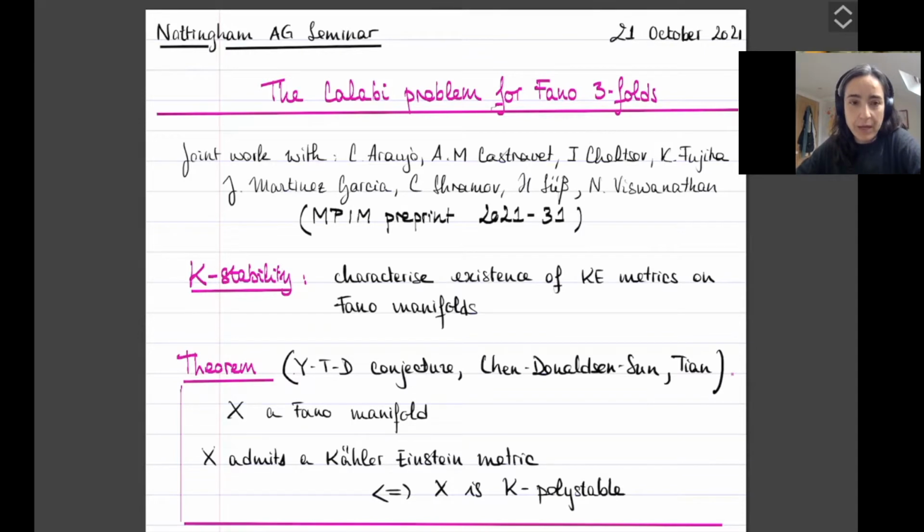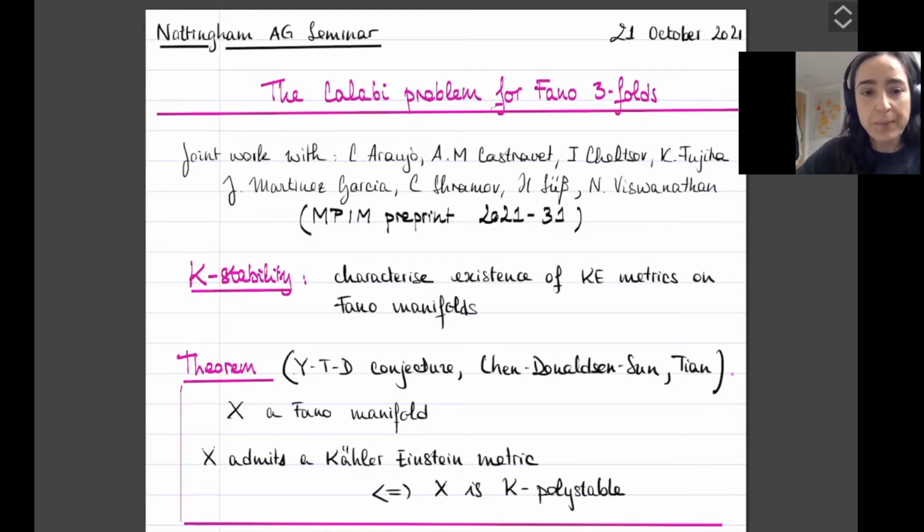So I want to talk about joint work with Carolina Araujo, Ana Maria Castravet, Ivan Cheltsov, Kento Fujita, Jesus Martinez-Garcia, Kostya Shramov, Hendrik Süss, and Nivedita Viswanathan. This has appeared as a preprint on the Max Planck server with the number that's written here.